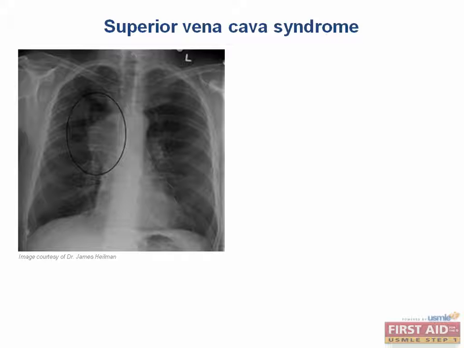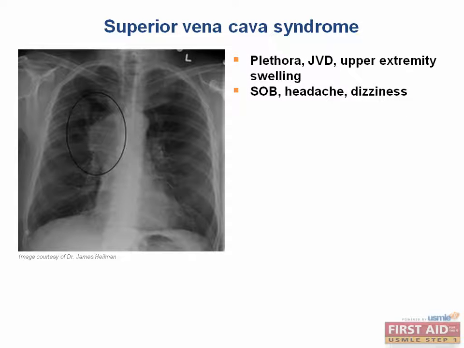Well, since you're blocking venous return from the upper part of the body, you can see facial swelling, as well as JVD, and upper extremity swelling. You can also get shortness of breath, headache, dizziness, and rarely cerebral edema, aneurysm, or a brain bleed.